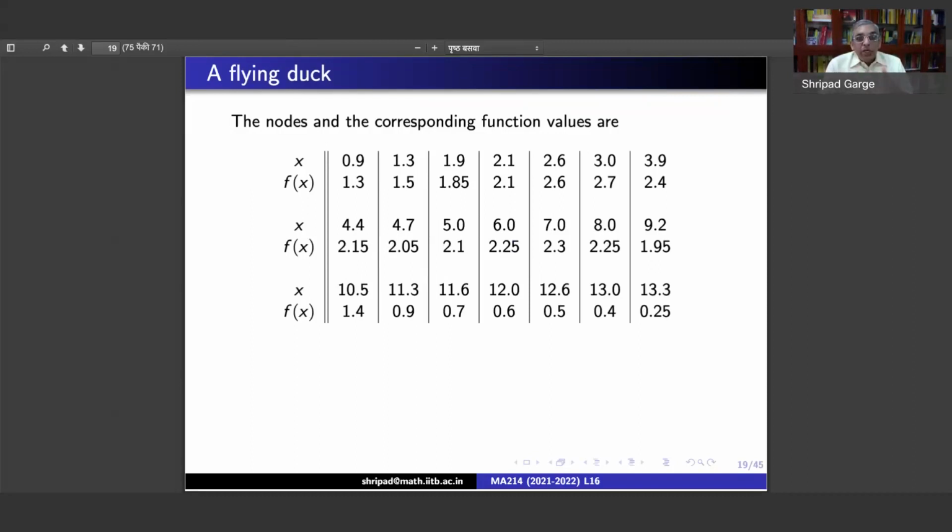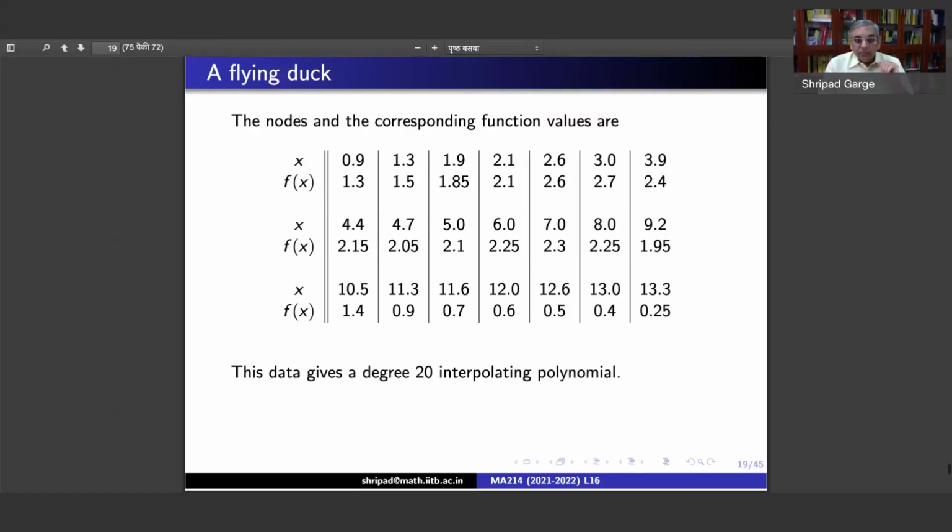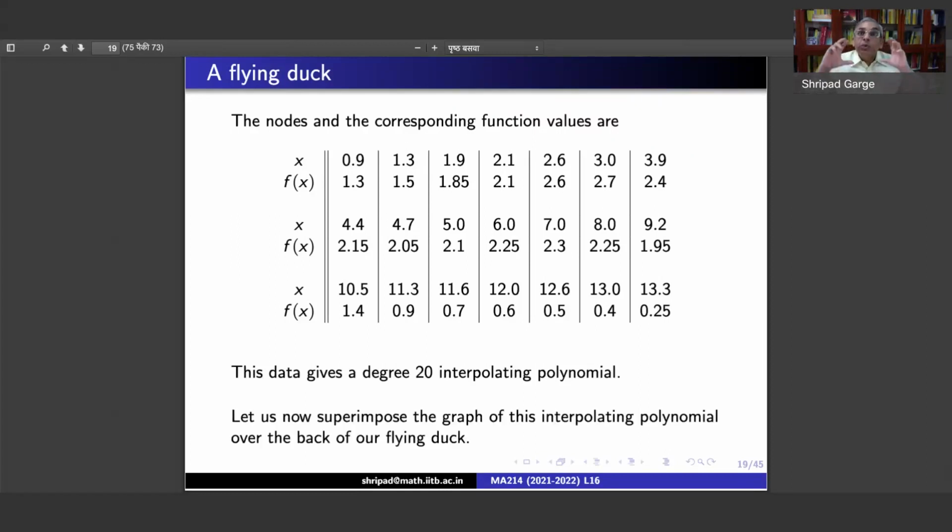So here the polynomial will be of degree less than or equal to 20. It does happen to be a polynomial of degree 20. Don't ask me what this polynomial is. It will take quite a lot of space to write this polynomial down. But what we are going to do is superimpose the graph of this degree 20 polynomial on the back of our flying duck and see how the approximation looks.